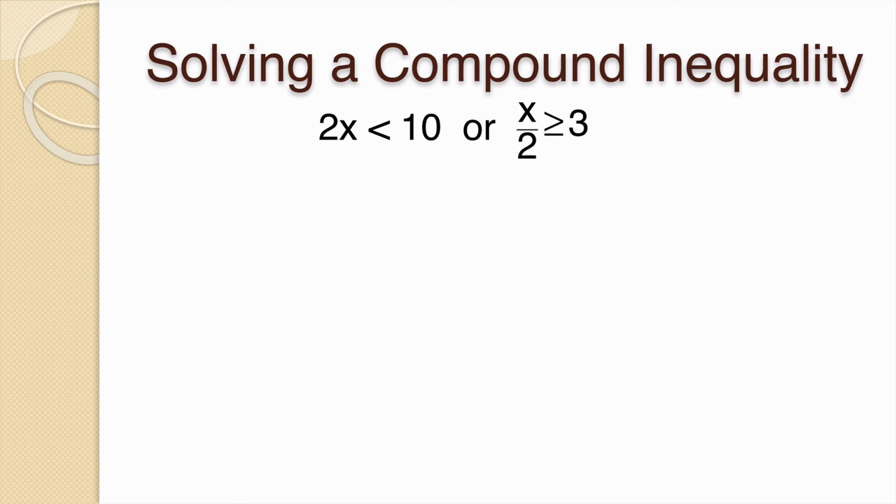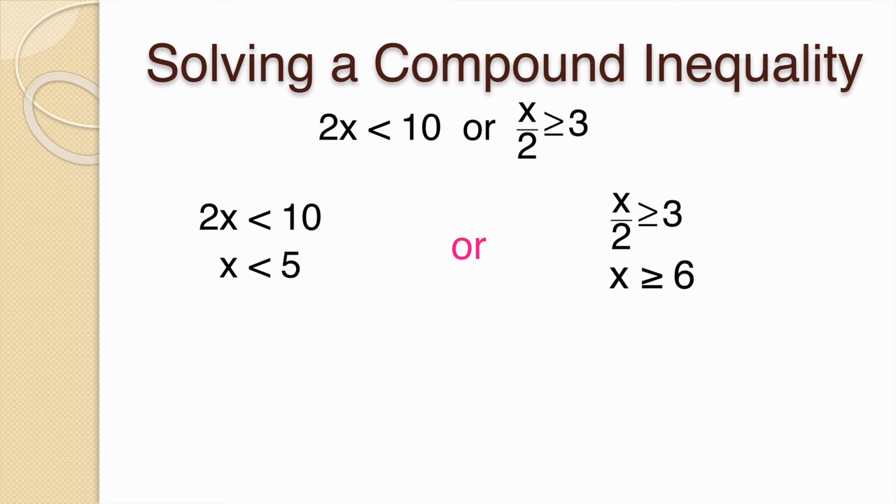So look at 2x is less than 10, or x divided by 2 is greater than or equal to 3. I start by splitting it up into 2 inequalities. So I have 2x is less than 10, or x divided by 2 is greater than or equal to 3. Solve both of the inequalities, just like we've been doing. So that left side gives me x is less than 5. On the right side, I'm going to multiply both sides by 2 to make x is greater than or equal to 6. Okay, so we start by graphing it.